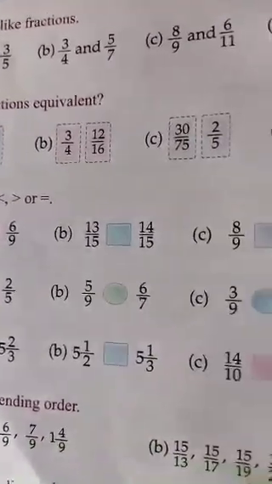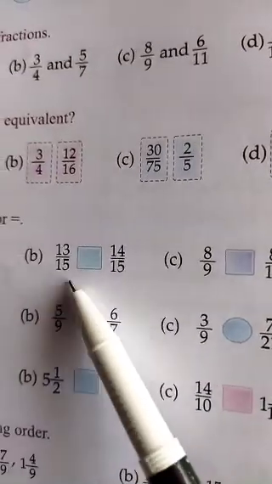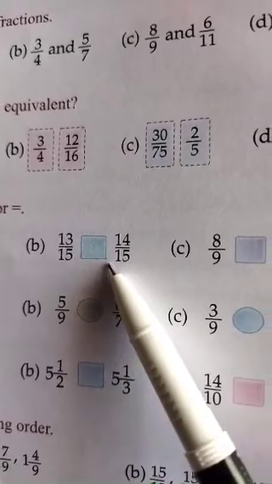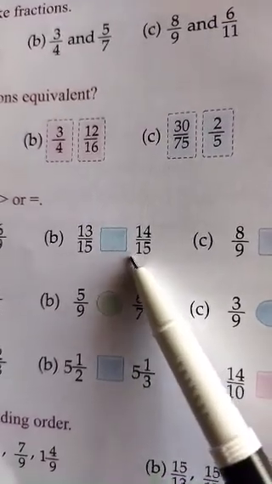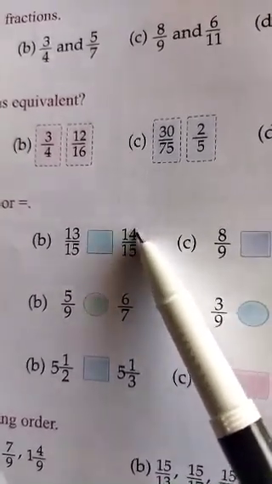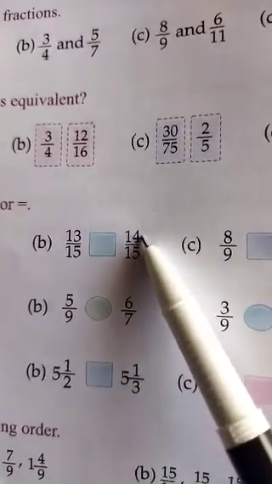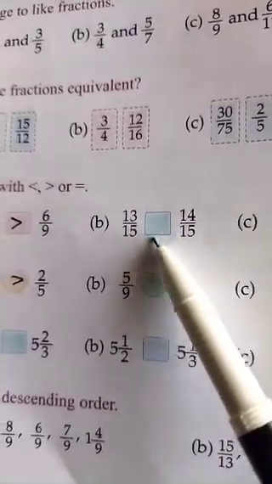Now see here, these all are same. See here, the denominator is same. Now we will see the numerator. This 14 is greater. That means this fraction is greater. So you will put again the, that means this is small. So you will put less than sign here.